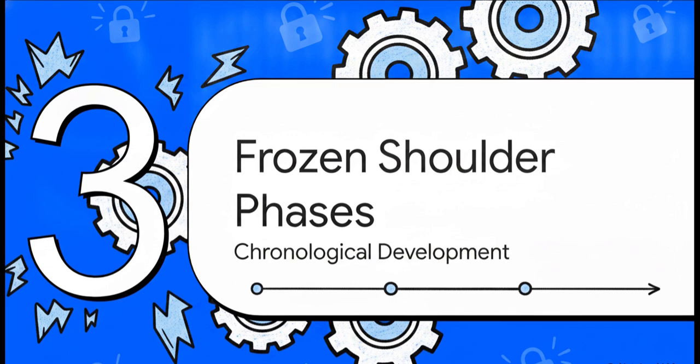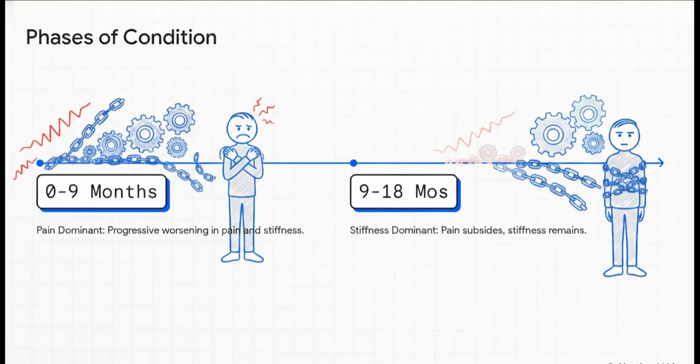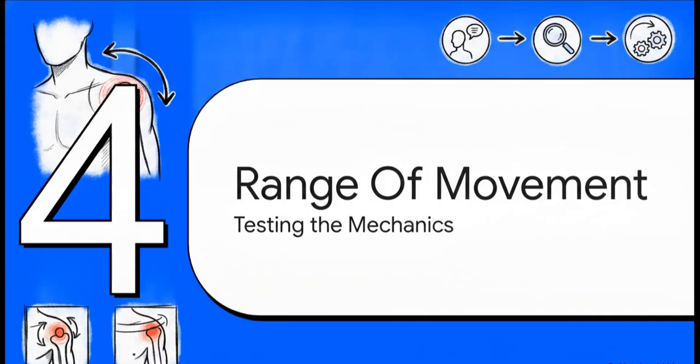Let's shift focus and profile our first suspect in detail by examining its unique chronological development. You see, a frozen shoulder doesn't just appear out of nowhere overnight. From month 1 all the way up to month 9, the patient is trapped in the pain-dominant phase, suffering a really agonizing progressive worsening in both pain and stiffness. But then, right around month 9 up to month 18, they cross over into the stiffness-dominant phase. The pain mercifully subsides, but that severe, locked-in stiffness remains. Section 4. Testing range of movement.